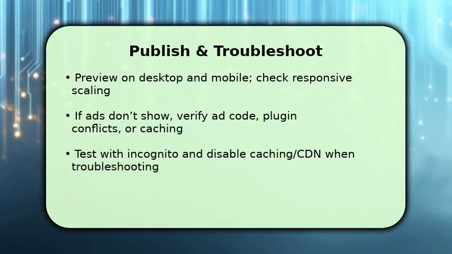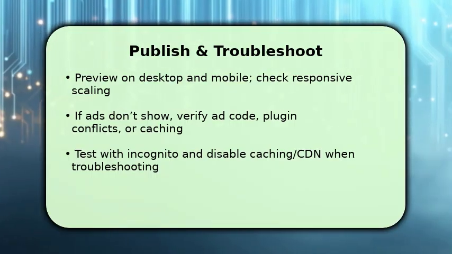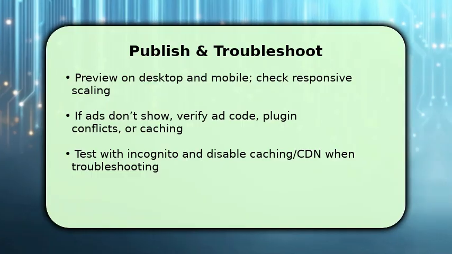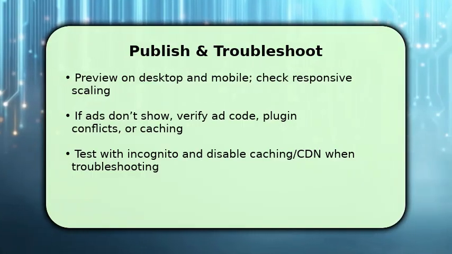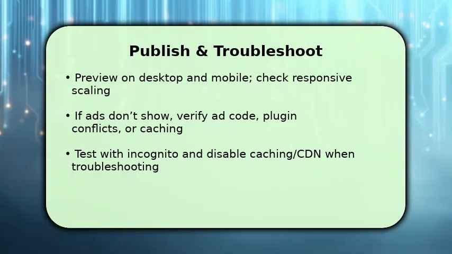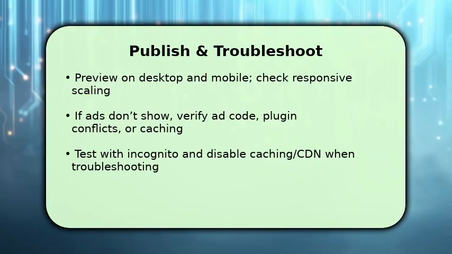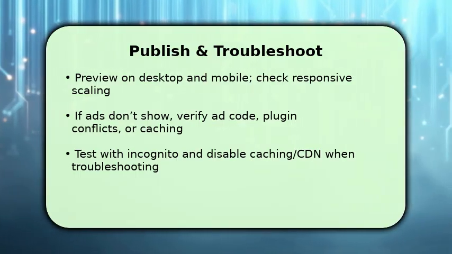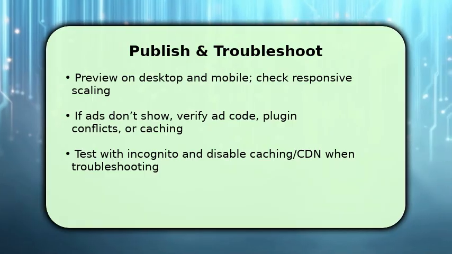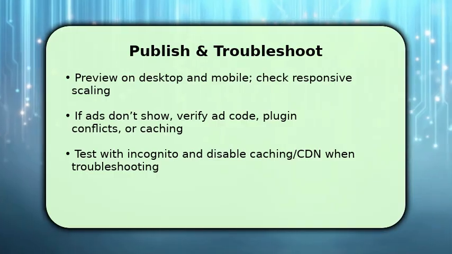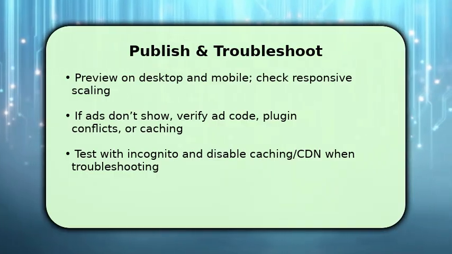Verify on desktop and mobile. Make sure images and iframes scale correctly and don't break layout. If ads fail to appear, disable other plugins to find conflicts, confirm your ad code or publisher ID is correct, and check console errors for blocked resources. Use incognito mode to bypass login-based blocking. Once fixed, monitor impressions and click data for a few days, then tweak placement or targeting as needed.